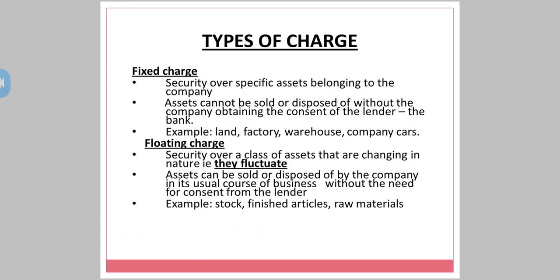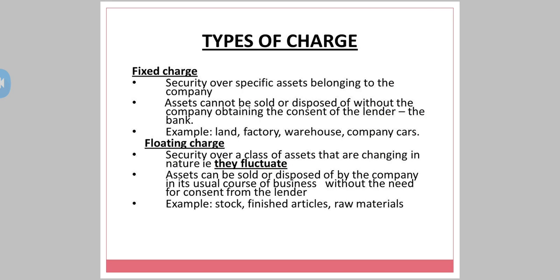You can see here. What is a fixed charge? Security over a specific asset. If I have mentioned furniture and fixtures, a specific asset belonging to the company, that is a fixed charge. The asset cannot be sold or disposed of without the company obtaining the consent of the lender, the bank. Here, it's just an example. If the company has taken a loan from the bank and has kept certain assets with the bank, or has declared that if the company is not in a position to pay the money, the bank can sell the asset at that time. This is known as a fixed charge.